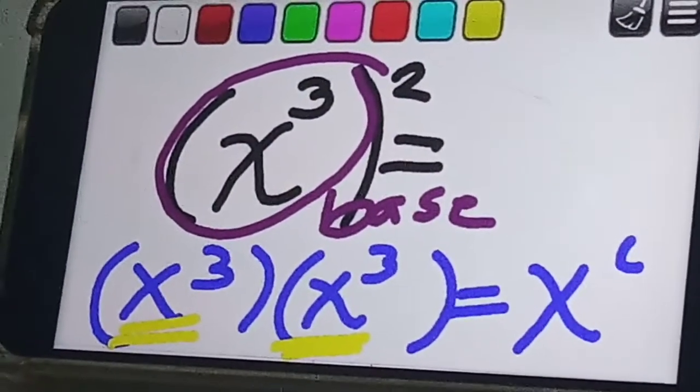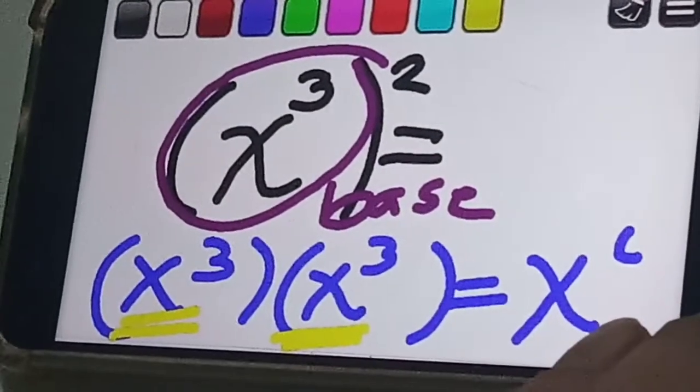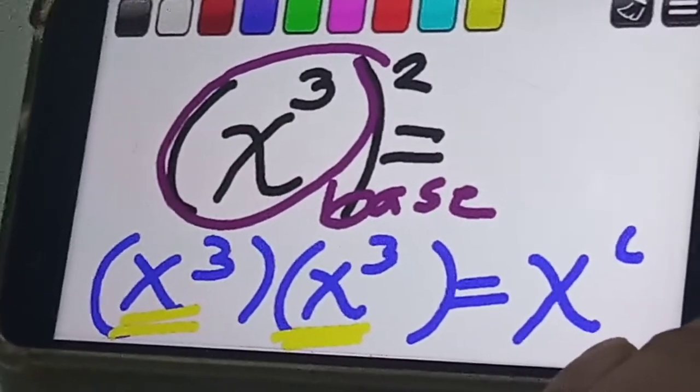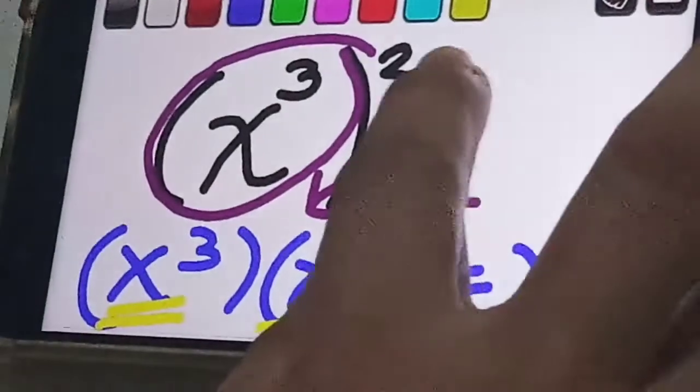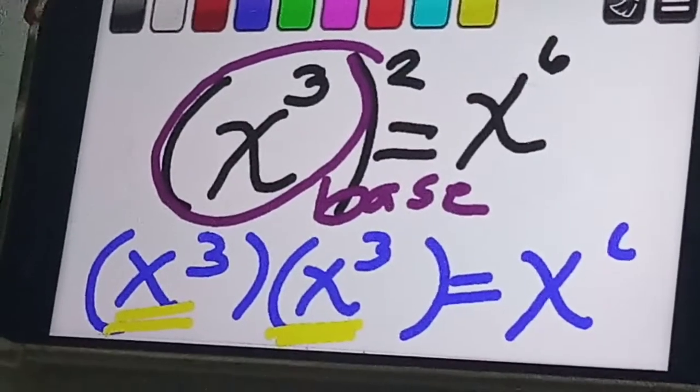Okay, that's the essence of math. You are making complicated things simple. Just simply multiply the exponents. So 3 times 2 will give you 6. As simple as that. Okay?